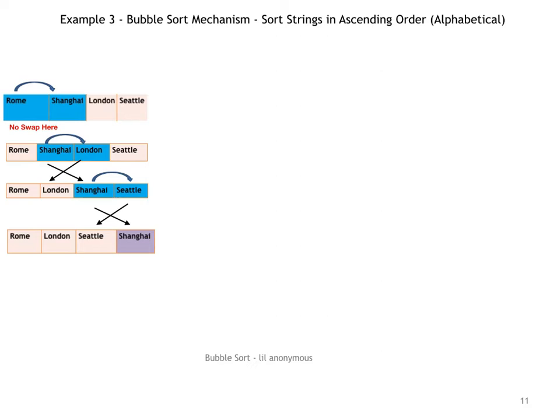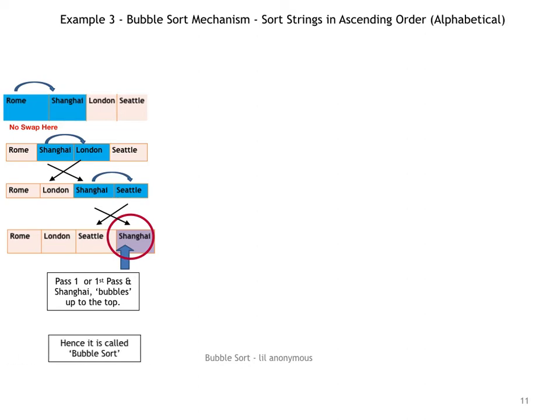After we have gone through the first pass, we see that Shanghai has bubbled up to the top. What that means is that if the elements in the array were arranged in alphabetical order, Shanghai would appear last. So after the first pass, Shanghai bubbles up to the top, and we have one element in order. Because Shanghai has bubbled up to the top, we call this bubble sort, because it's the mechanism of bubble sort.